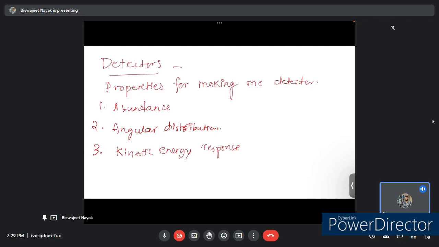But the secondary electrons are much lower in kinetic energy, which we have already seen. It is less than 50 electron volts, and greater than 50 electron volts for backscattered electrons. So this secondary electron exits the specimen with less than 10 electron volts, and the kinetic energy distribution comes around in between 2 to 5 electron volts.